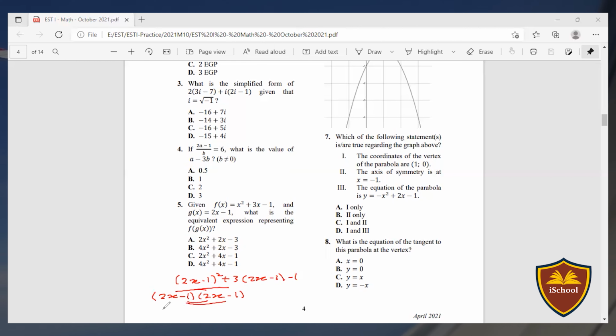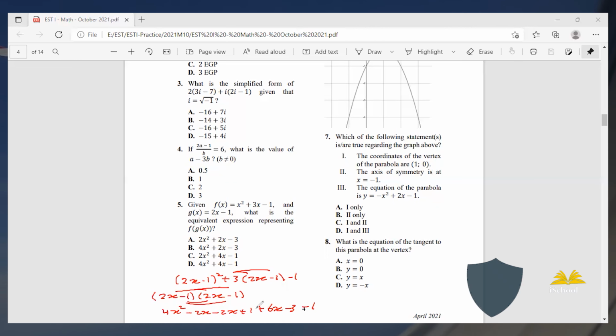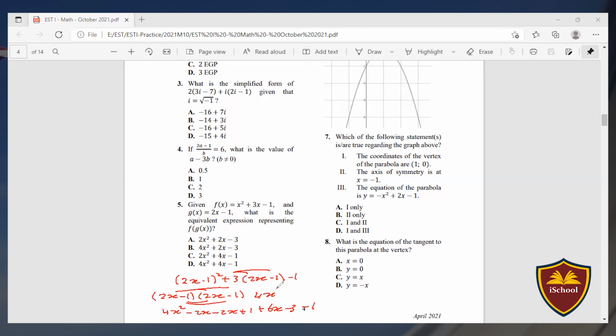So we have 4x power 2 minus 2x minus 2x plus 1, and distribute 3. So you have 6x minus 3 minus 1. Combining like terms, we have 4x power 2, negative 2x, negative 2x is negative 4x, negative 4x plus 6x, which equals 2x. 1 cancels with 1, so we have negative 3. Then the result also will be B.